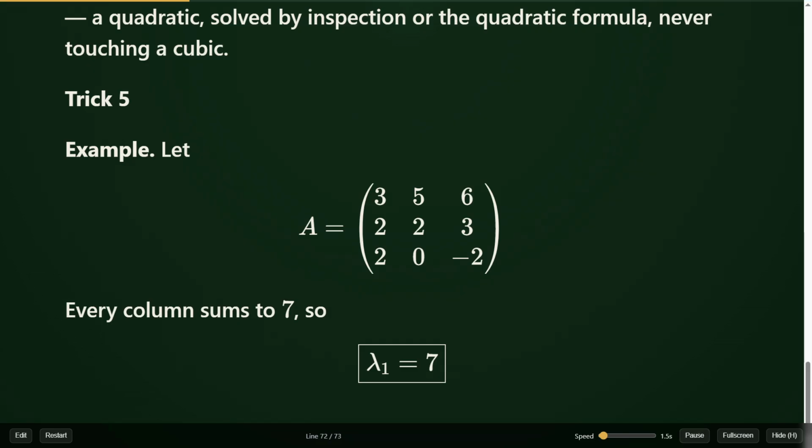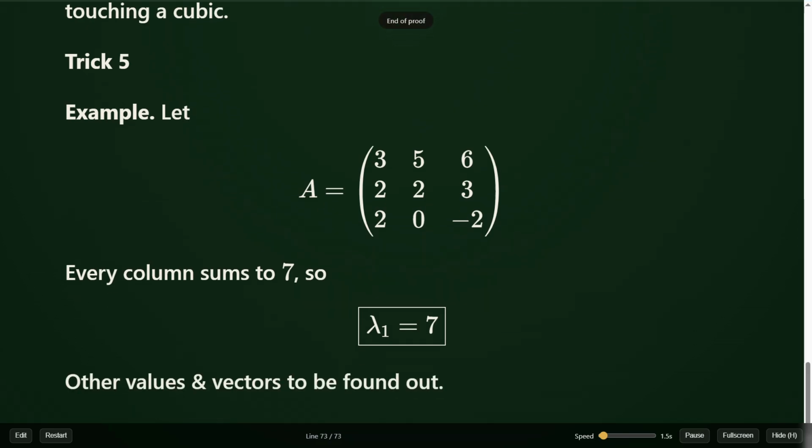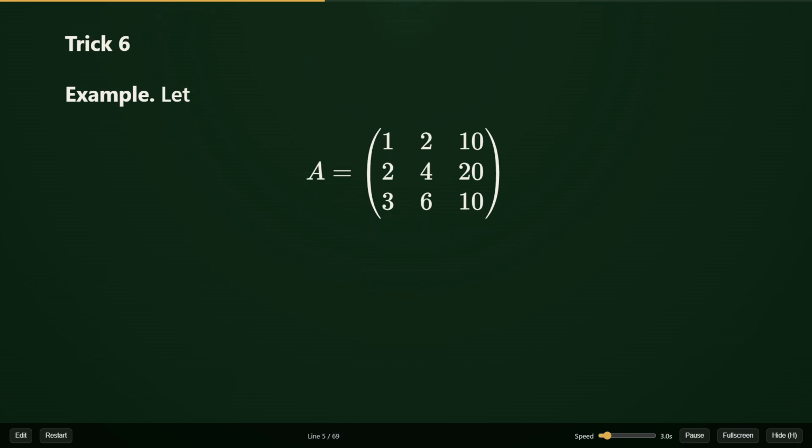In this case, lambda 1 is equal to 7, and similar to the earlier matrix, we can find out the remaining eigenvalues and corresponding eigenvectors. In this case, for lambda 1 equal to 7, you will have to follow the procedure to find out the eigenvector. Let us now look at trick number 6.